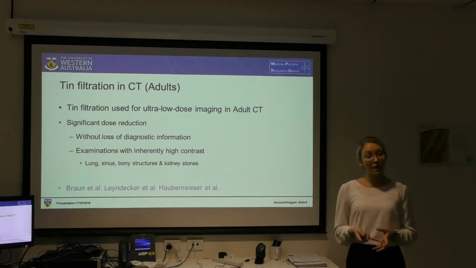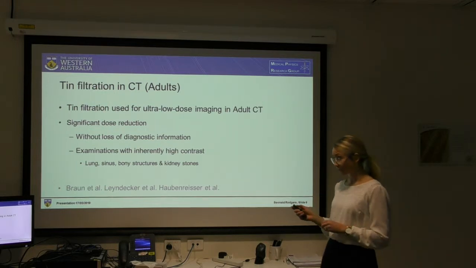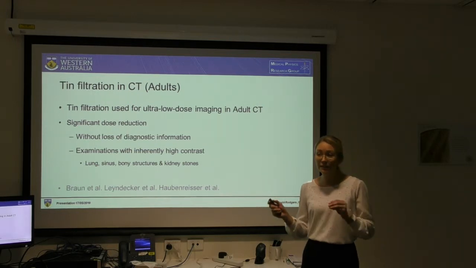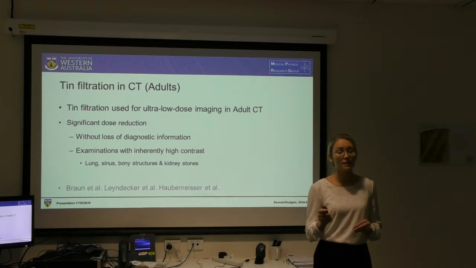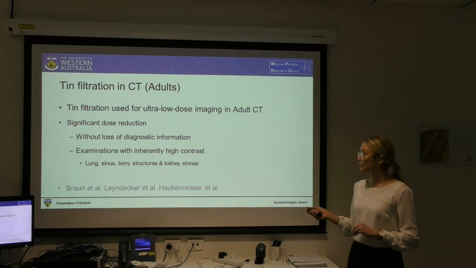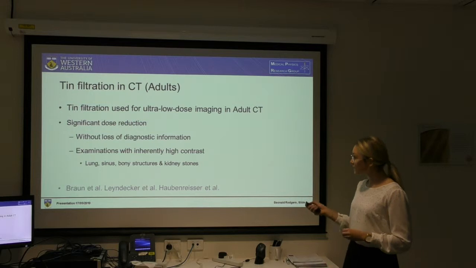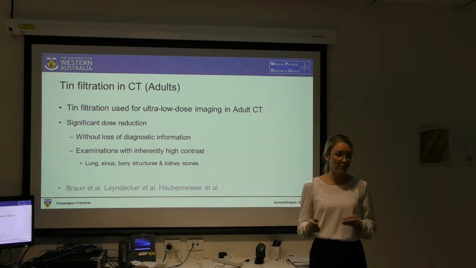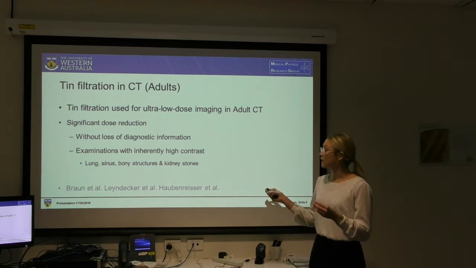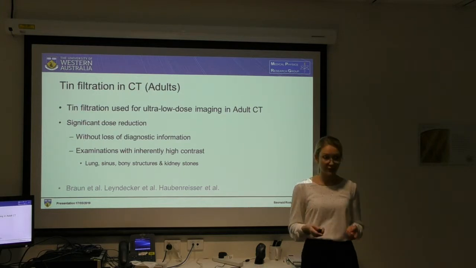So tin filtration is currently being used for ultra-low dose imaging in adult CT. Clinical studies have found that tin filtration can significantly reduce the patient dose without compromising certain diagnostic tasks. The examinations where it has been proved beneficial include anatomy that has inherently high subject contrast, for example, interfaces between soft tissue and lung, or soft tissue and air, for example, lungs, sinuses, and bony structures.